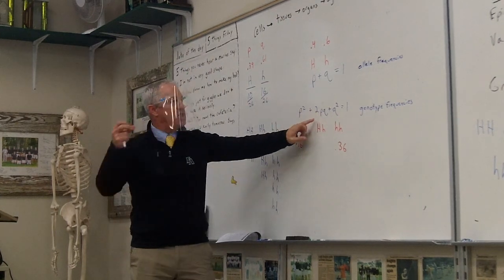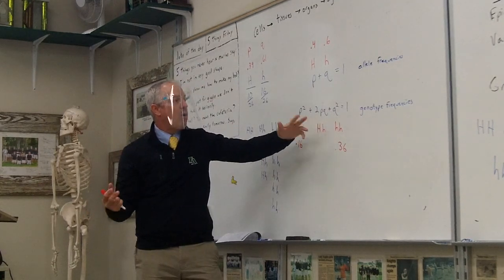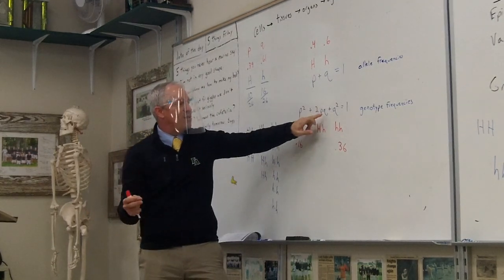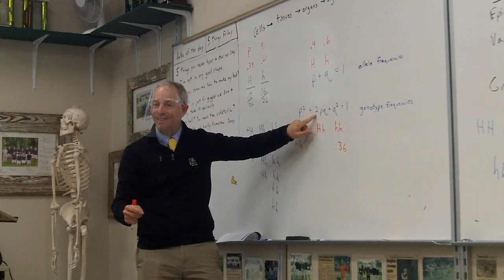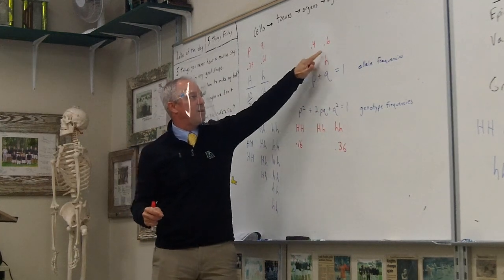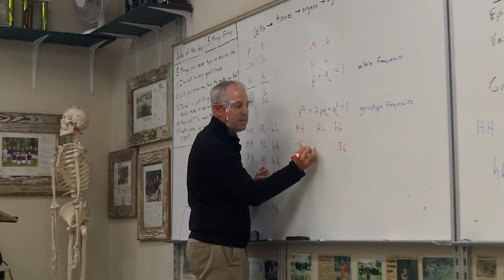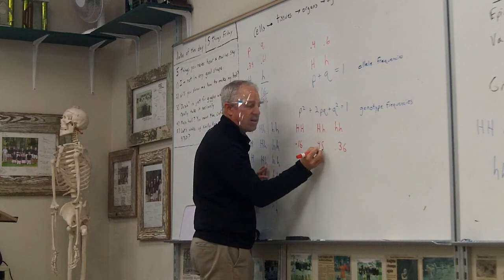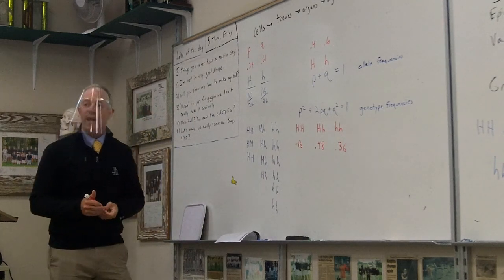You could get a big H gene first and a little h gene second, or you could get a little h gene first and a big H gene second. That's why the 2 here. 2 times P times Q. 2 times 0.4 times 0.6. You know what 2 times 0.4 times 0.6 is? 0.48. Is that you, Cartier? You can do some math.